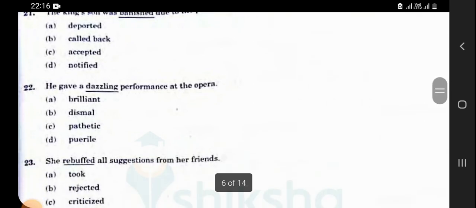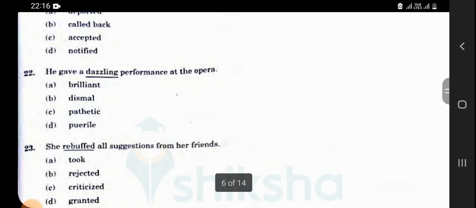Question number 22. He gave a dazzling performance at the opera. The meaning of the word dazzling: it's not dismal, it's not pathetic, it's not puerile. The answer is brilliant. Option A again.